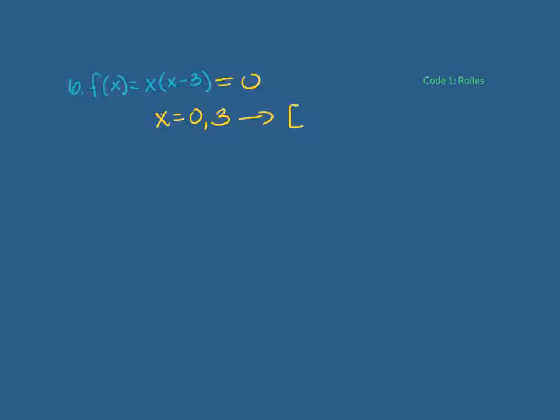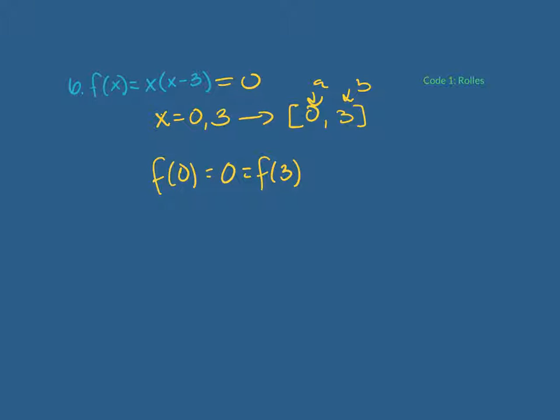So my interval is going to be from 0 to 3, where 0 is my a and 3 is my b. And the reason why I do it in this order is because it should always go in increasing order. Okay, so a should be less than b. Now that I have my interval, I gotta check a couple things. Is the function differentiable on the open interval (0, 3)? Yes, it is. Is the function continuous on the closed interval [0, 3]? Yes, it is. So now I need to see if f of a equals f of b, but we know that because f of 0 is equal to 0, which is equal to f of 3.